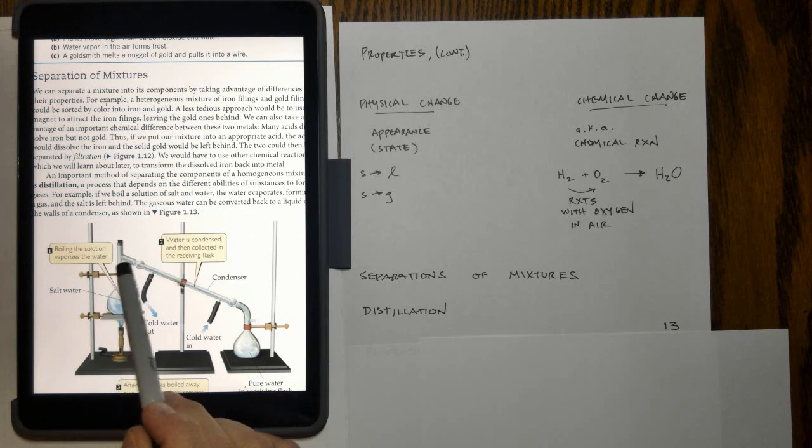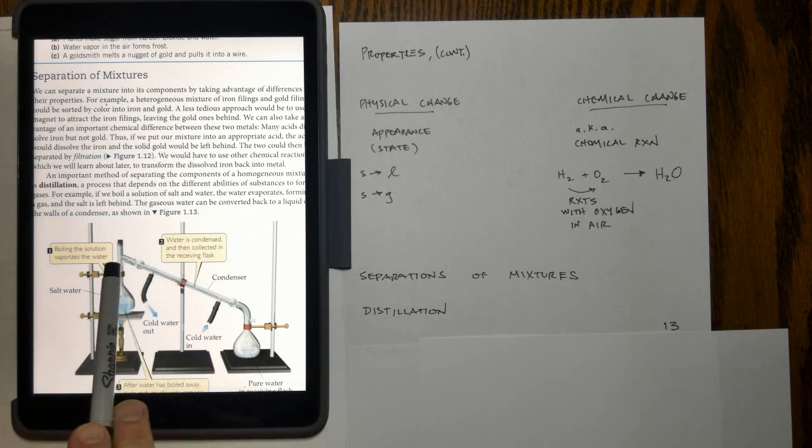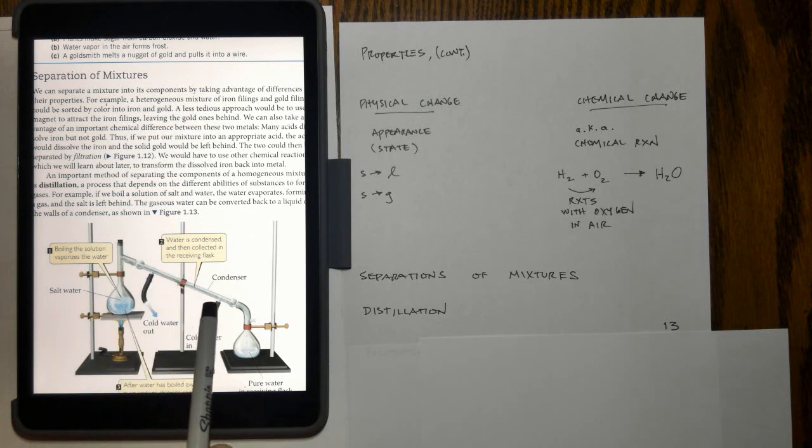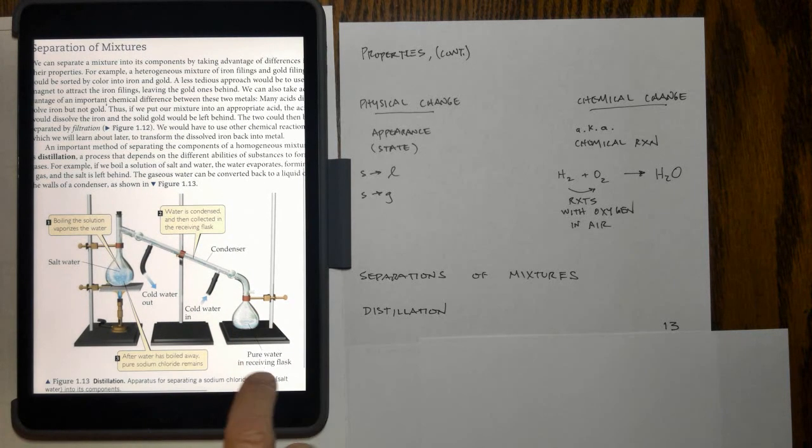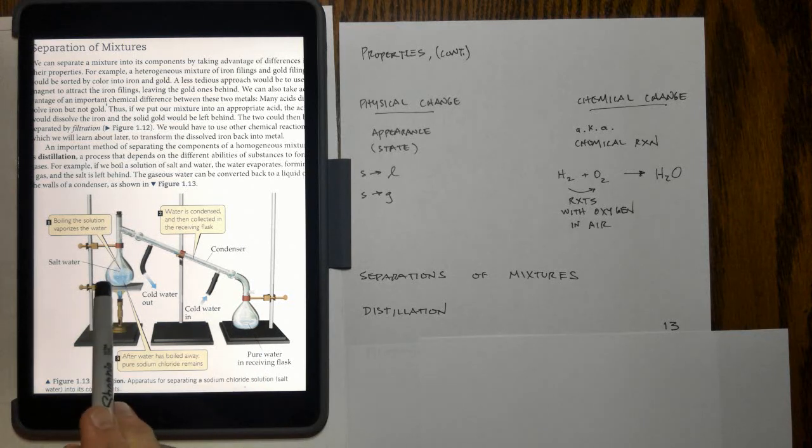And then up here at the top, it would cool down, and then the liquid water would drip down through this tube that has cold water running through the outside. And then you would get pure water right down here at the bottom. And then the salt would remain in the water right here because, of course, salt itself doesn't boil or change to the gaseous phase until hundreds and hundreds of degrees Celsius. So that's one method of separating a mixture.